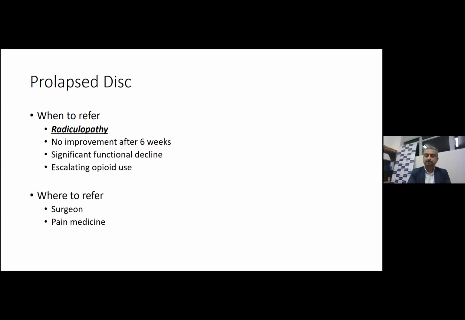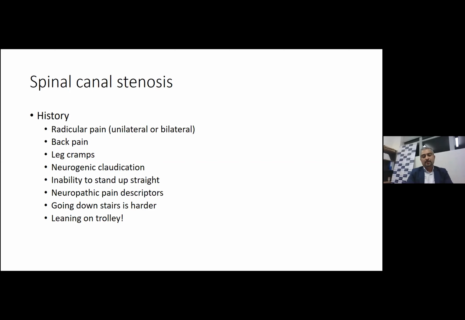And usually, if it is to do with a true disc bulge, the surgeons are the first point of contact. If it is not clear cut, then pain medicine is a referral point. Moving on, the third one is spinal canal stenosis, and I'm sure you have read that on a lot of reports. It can be due to a single pathology like a big, large disc hernia.